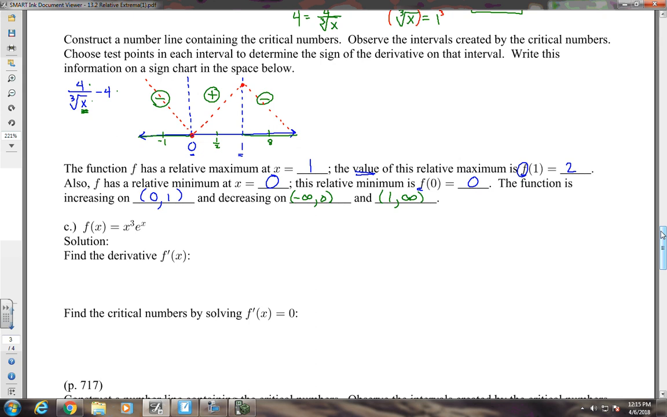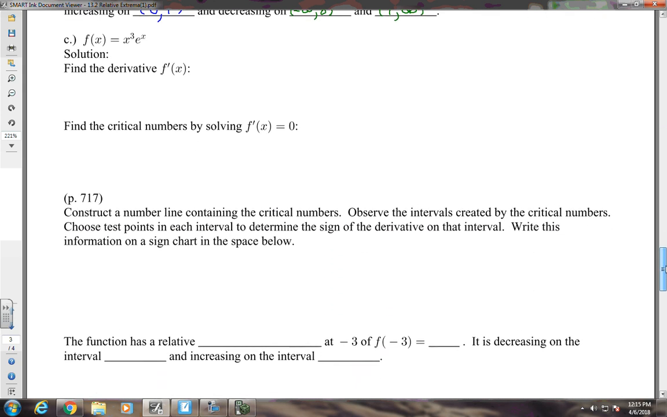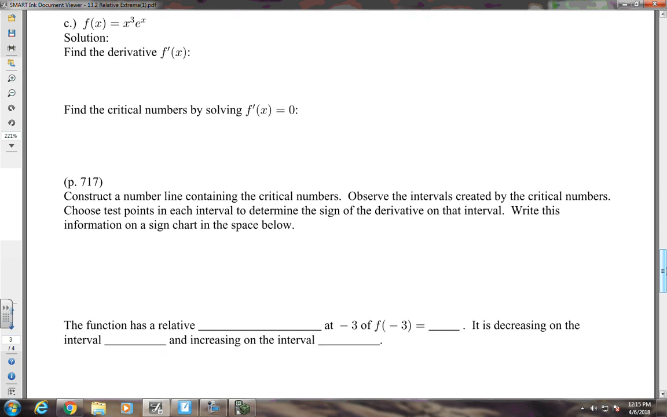All right, let's move on to example C. We're still looking for relative extreme values. Where's the maximum and where's the minimum? And this time we're going to be dealing with the function f of x equals x cubed times e to the x. But we're using the same procedure.